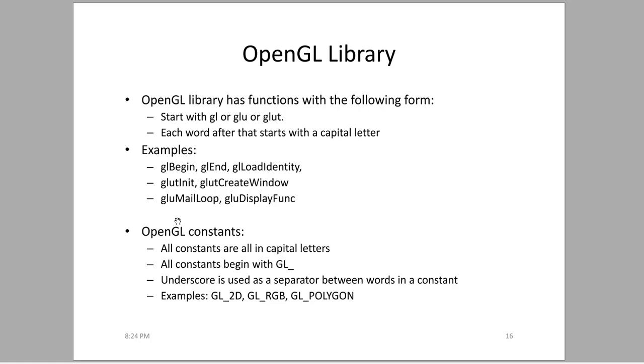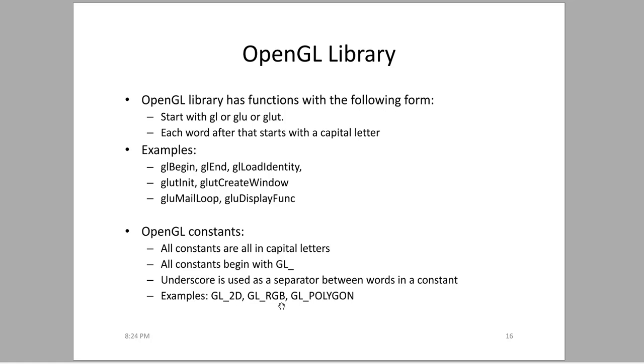You know about constants, a fixed value. In OpenGL we have all constants in capital letters, and they begin with GL underscore. For example, GL_2D means you want to use a 2D environment, or GL_3D means you want to use 3D.